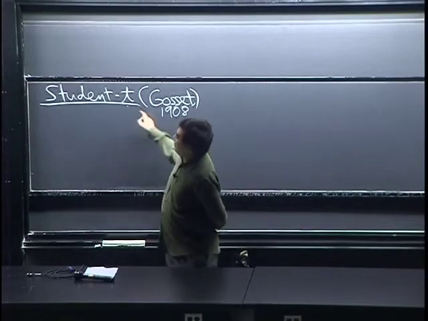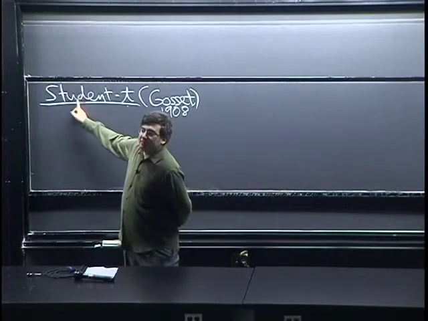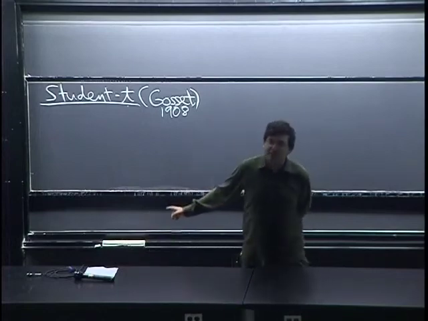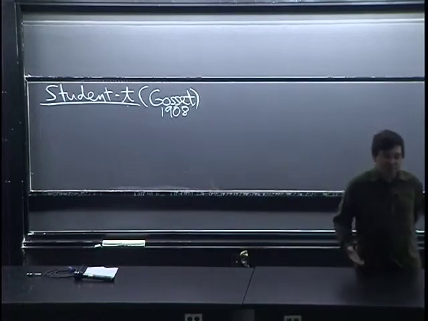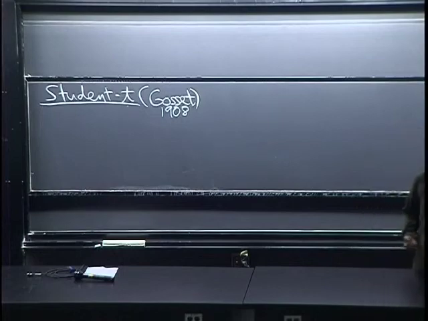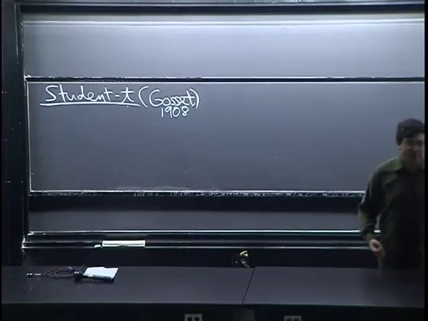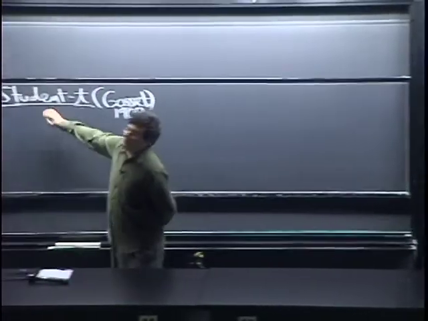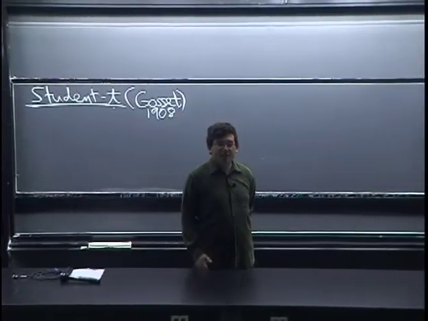A lot of people think that when he was publishing his papers, he used the pseudonym Student because he didn't want Guinness to know, but actually Guinness was very supportive of him as far as I know. But Guinness did not want the other beer companies to know that they had a statistician working for them, because that was like their secret weapon. So he published his papers using the name Student. It was just a pseudonym he came up with.